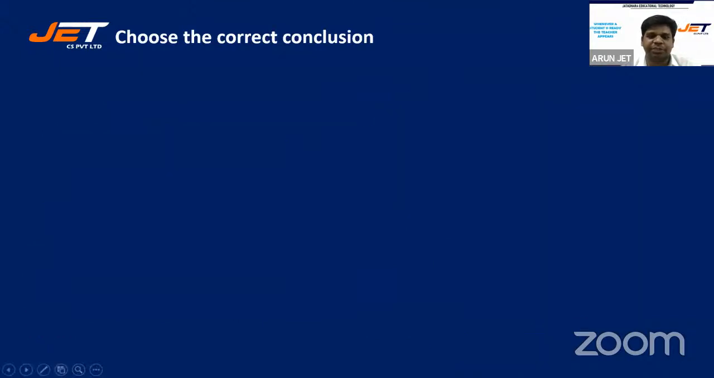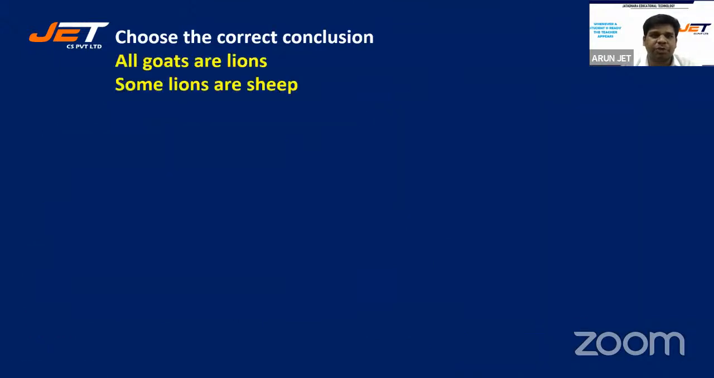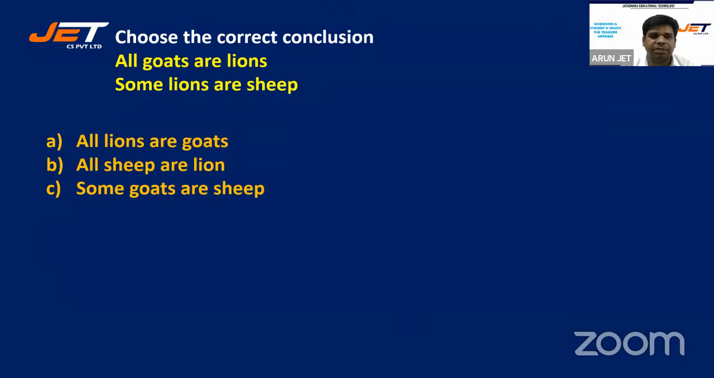Right. Look at this, students. Choose the correct conclusion. All goats are lions. Some lions are sheep. A: All lions are goats. B: All sheep are lions. C: Some goats are sheep. D: All lions are sheep.